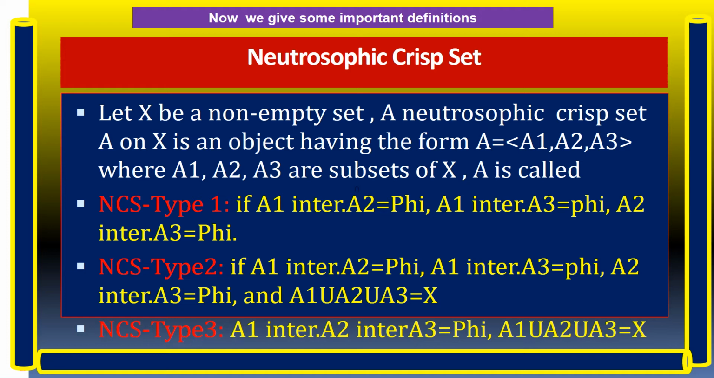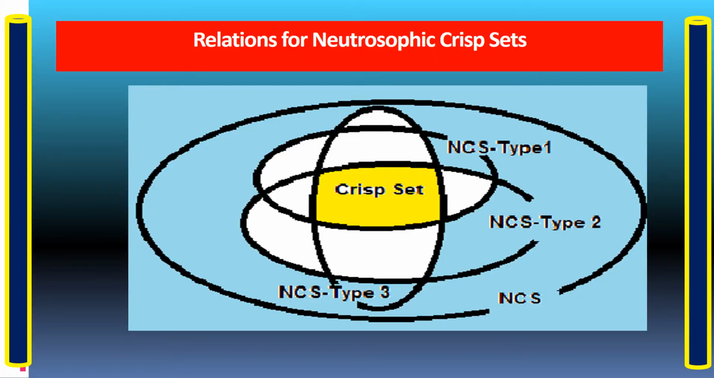And the second type, Neutrosophic Crisp Set of type 2, if A1 intersection A2 equals phi, A1 intersection A3 equals phi, A2 intersection A3 equals phi, and A1 union A2 union A3 equals the set X. The third type, Neutrosophic Crisp Set of type 3: A1 intersection A2 intersection A3 equals phi, and A1 union A2 union A3 equals the universal set X. The Neutrosophic Crisp Set contains all types of crisp set, and Neutrosophic Crisp Sets of type 1, type 2, and type 3.